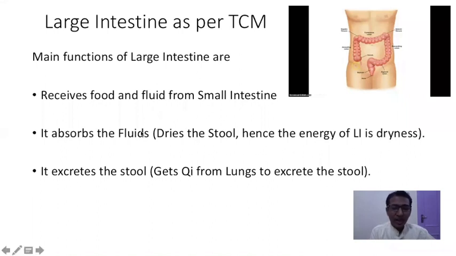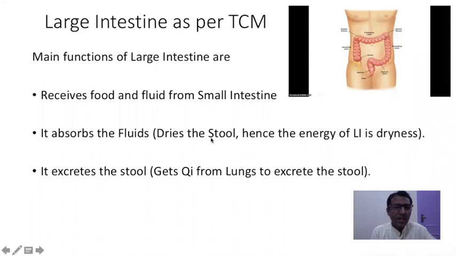And similarly, the energy of the lungs is also dryness, because it is trying to dry things from the upper thoracic. Means when you exhale, it is not just the air which is coming out. Along with it, tiny droplets of water are coming out. Whenever you try to clean your specs, you do this, and you see the water vapors. So even the lungs are trying to dry the system. It is trying to put out the liquid. So that is why the energy of both lungs and large intestine is dryness.